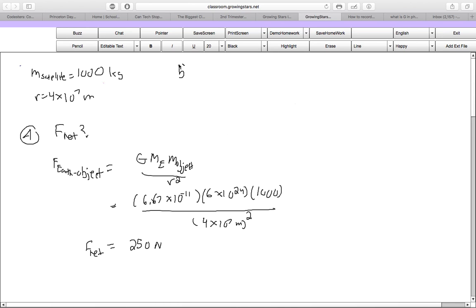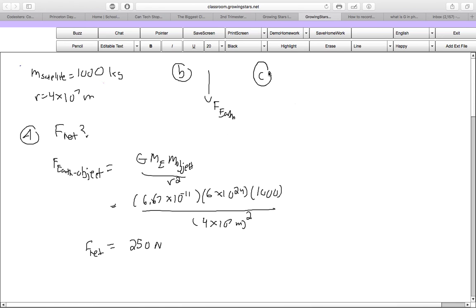The next part asks you to draw the force diagram. And as we had to conclude to solve the first part of the problem, the only force in this situation is the downward pull of Earth's gravity.